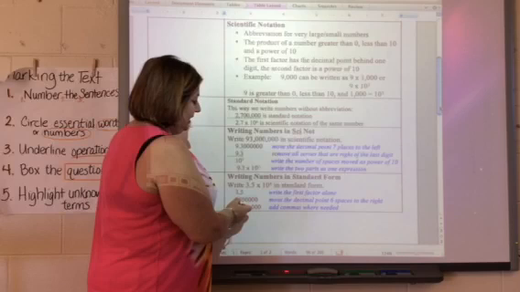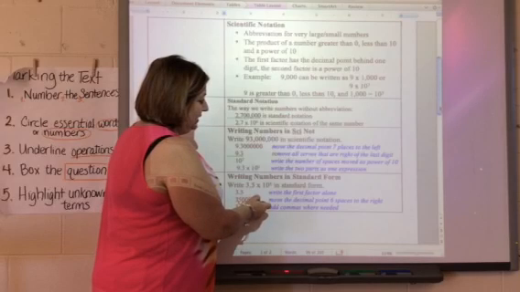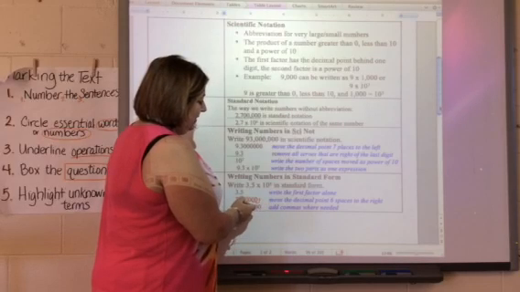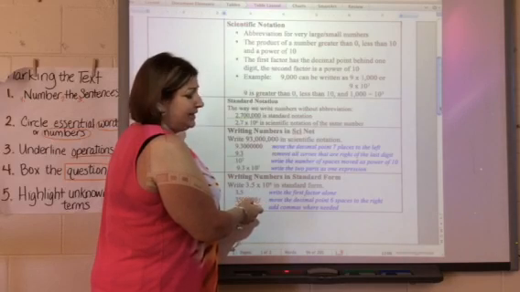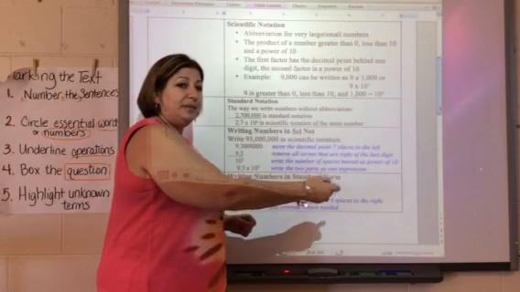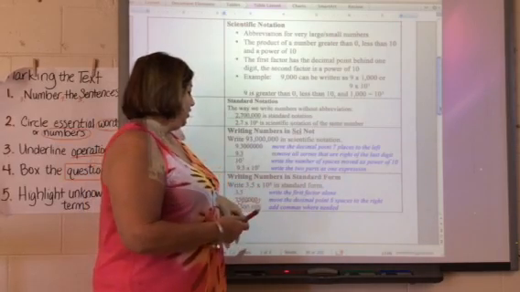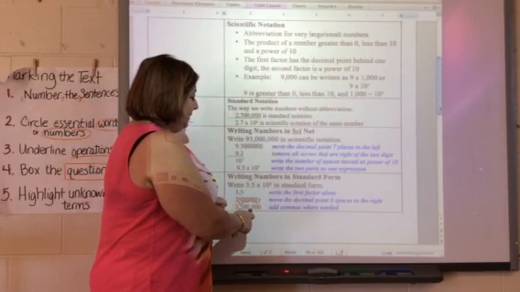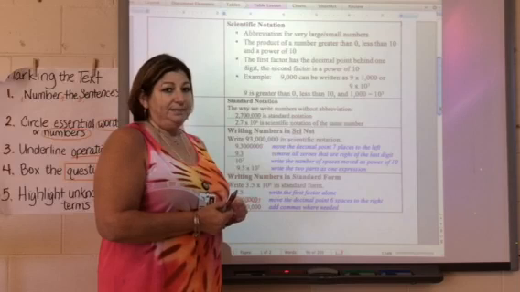So if I started here, I moved it 1, 2, 3, 4, 5, 6 places, and then I had to go back behind the scenes. You didn't see this. But these zeros weren't here. Once I figured out how many spaces to move, then I put the zeros in. So I go back, add my commas, and my number is 3,500,000.